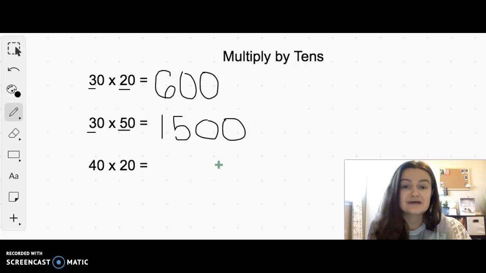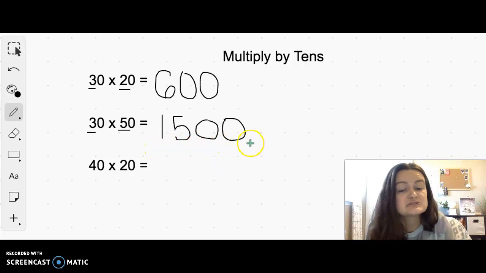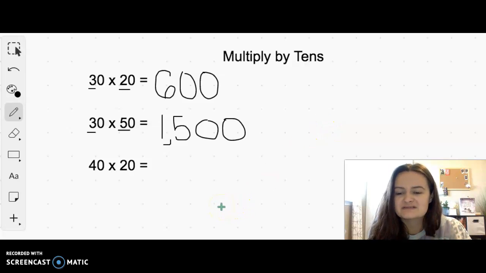So what I do is I use my comma rule. I start at my smallest place value, which is the ones, and I count over 3 digits to the left. So I go 1, 2, 3, there's where I put my comma. So the answer here is 1,500. Let's try one last one.